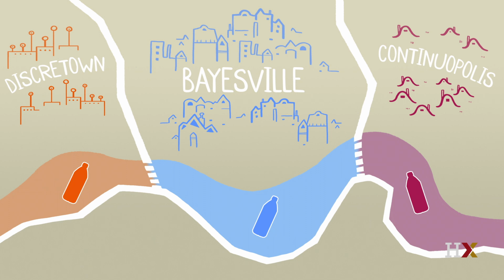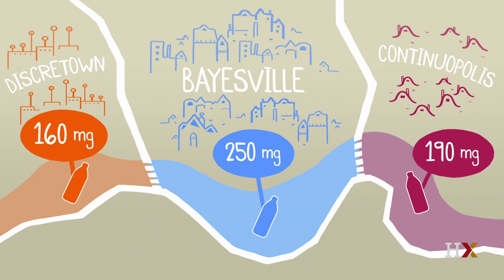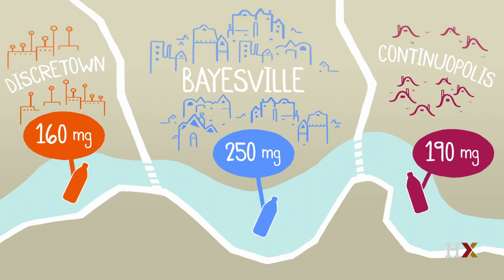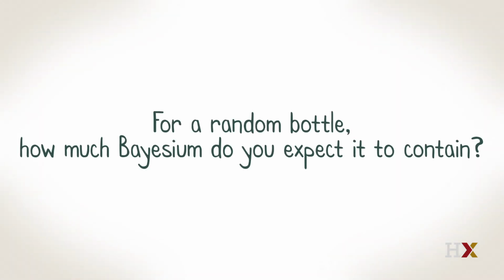On average, a bottle sourced from Baysville has 250 milligrams of bayesium. A bottle from Continuopolis has 190 milligrams. And a bottle from Discrete Town has 160 milligrams. Even within each of these sources, there is variation. For a random bottle, how much bayesium do you expect it to contain?